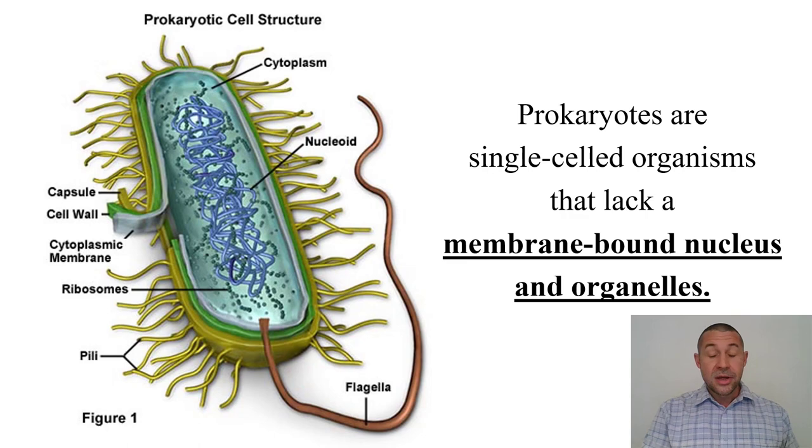Recall from 181 that prokaryotic cells are small. They're only about 1 to 10 microns. They're also relatively simple. Prokaryotic cells lack a membrane-bound nucleus. So you can see the DNA here in this prokaryotic cell. It's just floating around here. It's not enclosed in a nuclear envelope. So prokaryotes lack membrane-bound organelles. They've got no mitochondria, no chloroplasts, no endoplasmic reticulum, no Golgi apparatus.